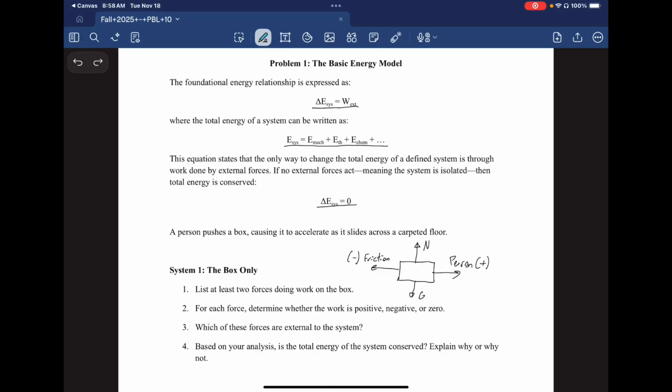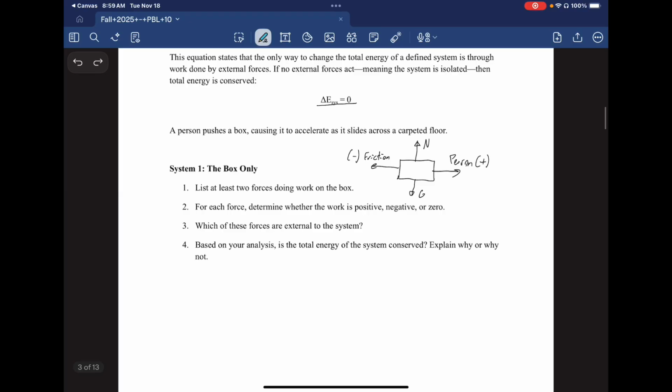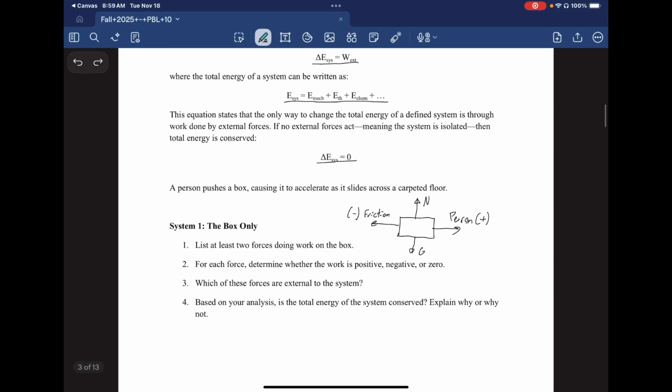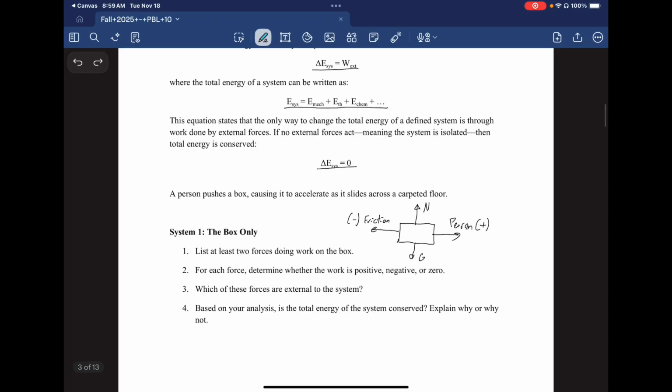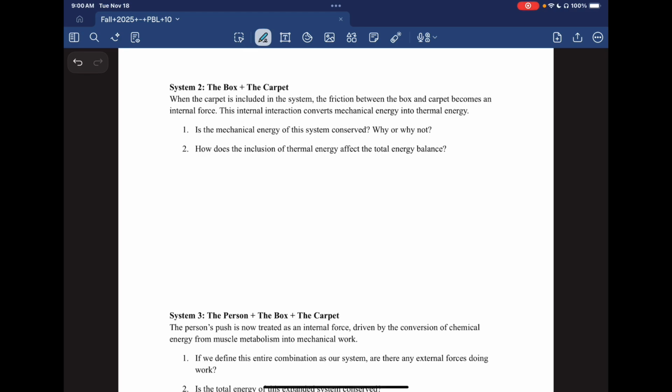And then which of these forces are external to the system? Since we're looking at just the box, all of these forces are external to the system because we're only caring about the box. And then based on the analysis, is total energy of the system conserved? Explain why or why not. And the answer is no. This is because all of the forces are external forces. So if we go back to this statement, if no external forces act, the system is isolated, and then total energy is conserved.